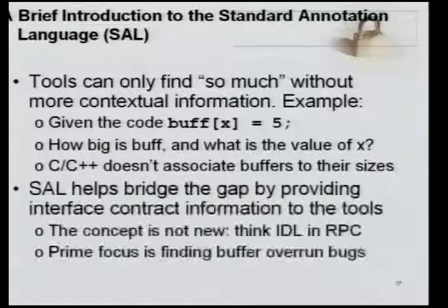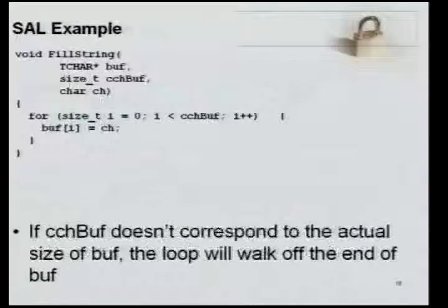easily identify that. SAL helps bridge the gap by allowing developers to annotate relationships between things and saying this element of this structure is really the size of the rest of the structure, or this second parameter is really the number of elements in the array that's passing the first parameter. It's not a brand new concept. If you've used RPC before, you're very familiar with these kind of concepts through IDL. But what we did in Vista was we took all of the public APIs, added these annotations, and now when you run these tools against it, bugs will just pop out of it much easier than before.